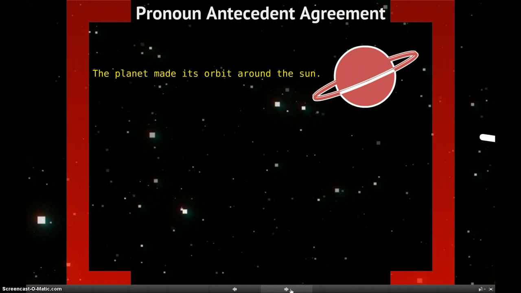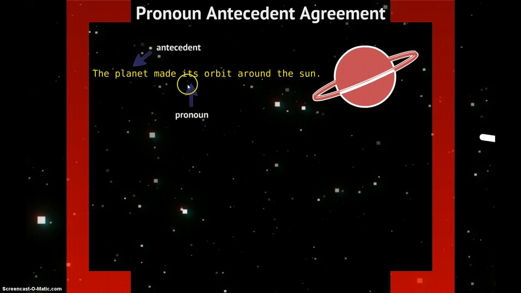The planet made its orbit around the sun. The first thing you need to know is that it is our pronoun in this sentence. You can remember from the first video what a pronoun is, that it takes the place of a noun. Now, an antecedent, if you don't remember what that is: planet is our antecedent here, and an antecedent is whatever the pronoun is referring to.